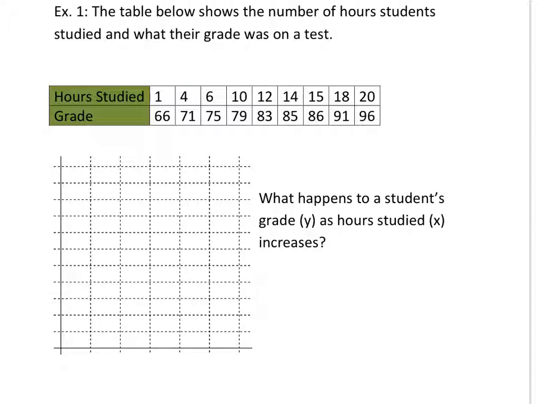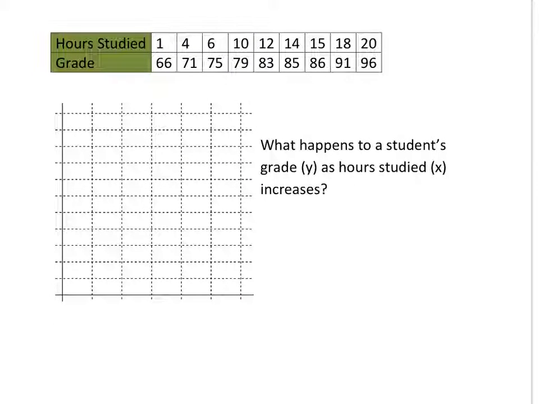We don't have any numbers on these axes, so we have to create our own reasonable scale. Because the hours studied goes from 1 to 20, we need to determine what's the independent variable versus the dependent variable. Since your grade depends upon the number of hours studied, hours studied must be our x value, or independent variable, and your grade must be our y value, or dependent variable. So x is going to go here and y is going to go here.